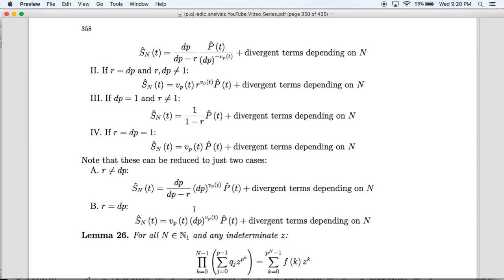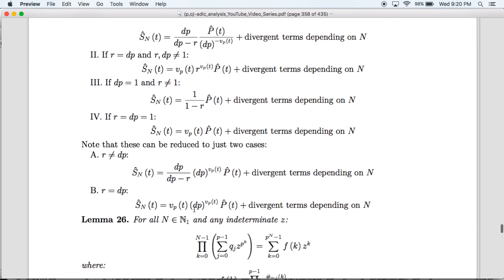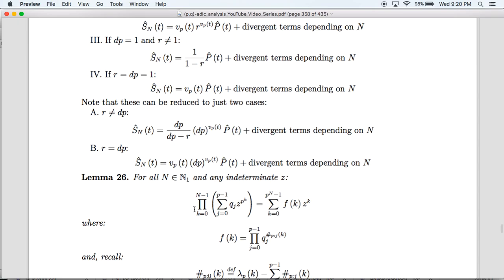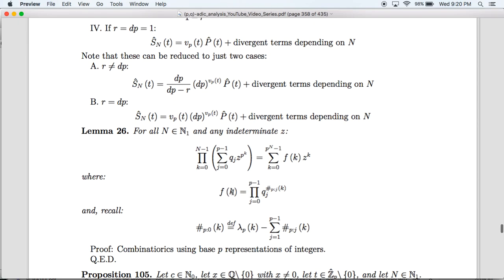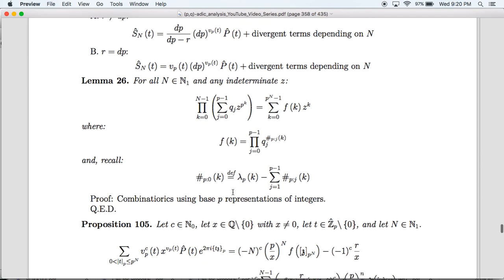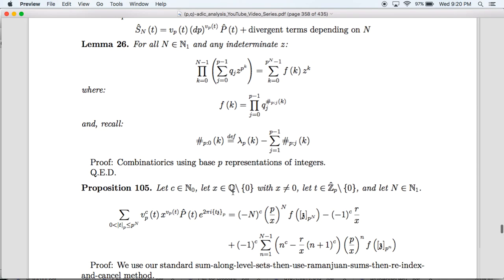And once again, our key argument is going to be a combinatorial generating function identity involving f of k. And so this is done by using base p representations. And what it is saying is that the product from k equals 0 to n minus 1 of the sum from j equals 0 to p minus 1 of qj times z to the p to the k is equal to the sum from k equals 0 to p to the n minus 1 of f of k zk. And so this is just basic combinatorics.